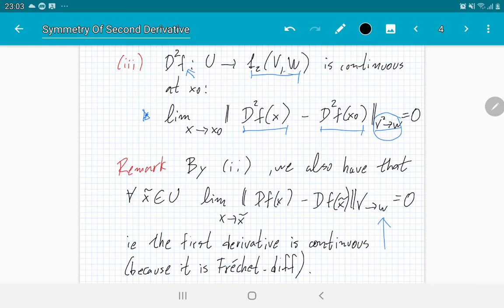So, okay. Hopefully it's clear. At any fixed x, d2f of x is a continuous function of v1 and v2. Well, we want this continuous function to depend continuously on x at the point x0.